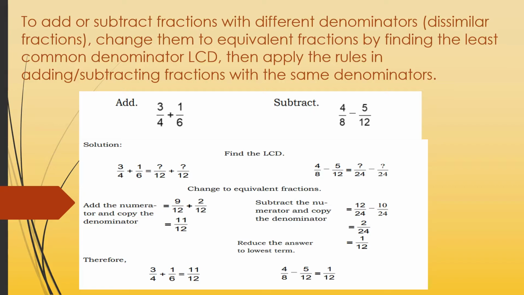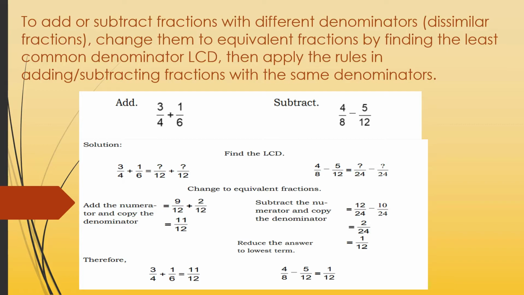So find its LCD, or the least common denominator. So we have 24. 24 divided by 8 is 3. 3 times 4 is 12. So our first equivalent fraction is 12 over 24. Next, 24 divided by 12 is 2, times 5, we have 10. So now they are similar fractions having 24 as the denominator.